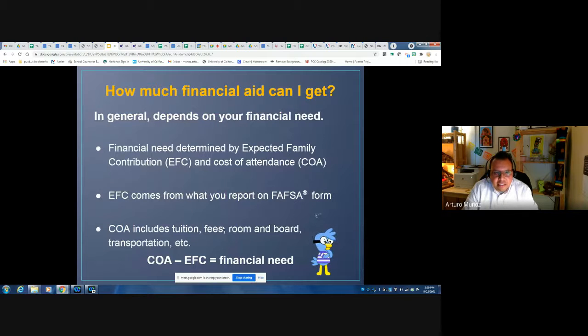So how much financial aid can I get? In general, it depends on your financial need. Again, we're going back to that equation that is used. Financial need is determined by expected family contribution, your EFC, and cost of attendance, COA. You will be seeing this a lot on the FAFSA website. So these are those acronyms: EFC, which is the expected family contribution, and the COA, which is the cost of attendance. The EFC comes from what you report on FAFSA, and the COA includes tuition, fees, room and board, and transportation. Some students think it's only partly on the tuition side, but no, we need to look into the fees that the college will be bringing, of course, the room and board and transportation. So that equation again is COA, the cost of attendance, minus the expected family contribution, equals your financial need.